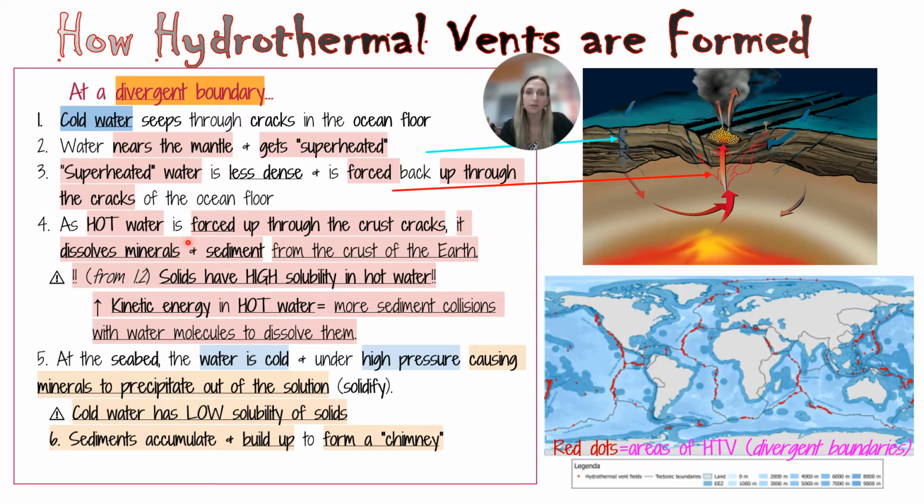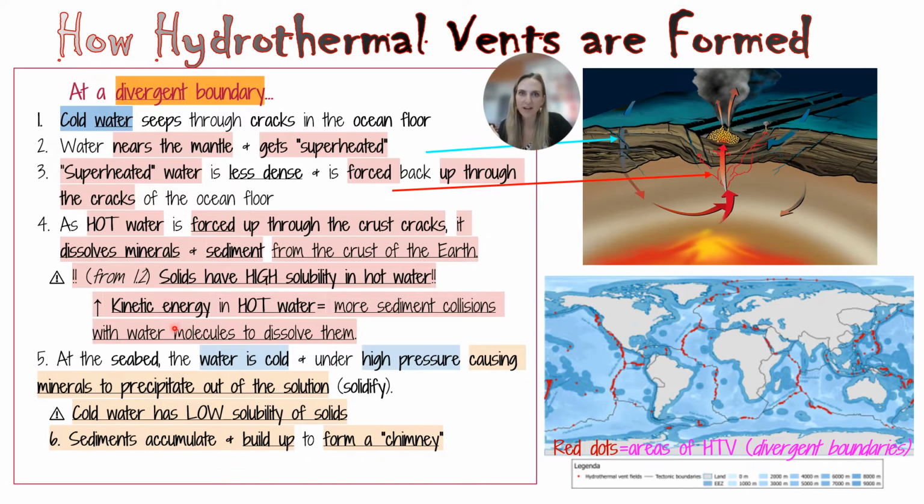It will dissolve the minerals and the sediment from the crust of the earth as it moves up. It's moving up with such high pressure, and the temperature is so high, that it's able to dissolve minerals that make up the actual crust of the earth. From section 1.2, solubility, we learned that solids have really high solubility in hot water. So solids are able to get dissolved as long as they are an ionic compound or another polar molecule, where we can have those opposite charges attracting and the electrostatic forces forming.